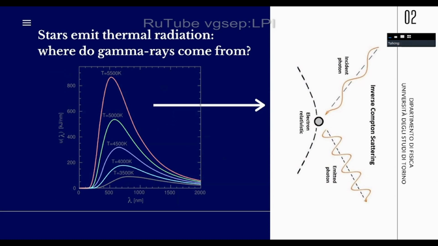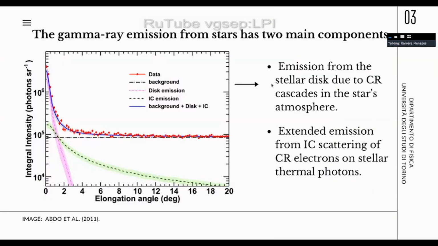From Fermi-LAT observations of the sun, we know that the gamma ray emission from stars may come in two main components: the stellar disk and the stellar halo. From the disk, the emission is expected to come from cosmic ray cascades generated in the atmosphere of the star. This process is not that well modeled even today. But from the photon halo surrounding the star, the extended emission is expected to come from the inverse Compton scattering by cosmic ray electrons. This process is way better modeled than the disk emission.